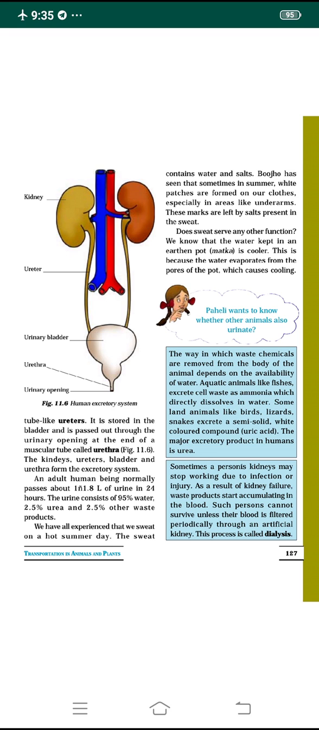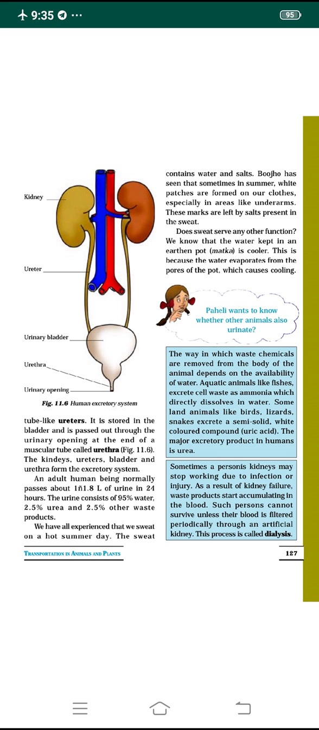The water content and salt content is released in such places. After some time the water evaporates, and the salts remain there. That's why those white patches are formed on the underarms, due to the sweat. These are left by the salts which are present in the sweat.